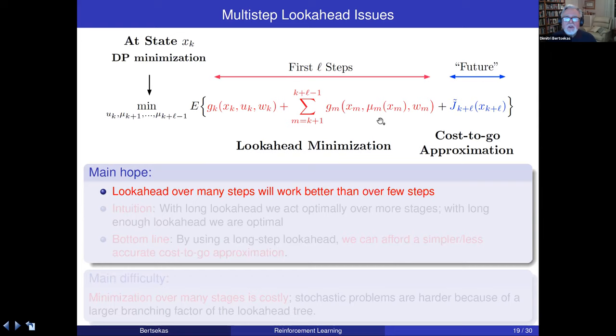So why do we want to go to multi-step look ahead? The reason, the hope rather, is that look ahead over many steps will work better than look ahead over a few steps. Now, why is that? Any suggestions?